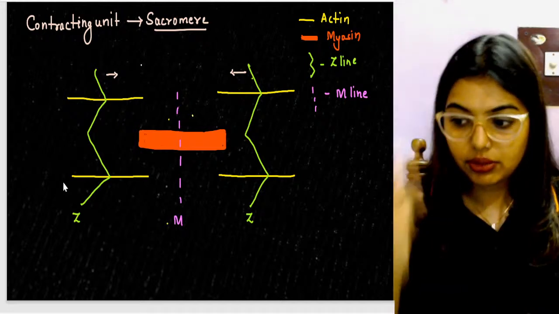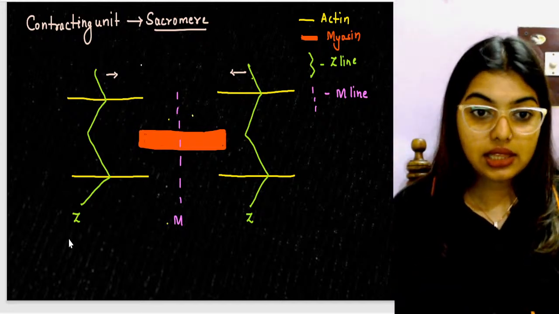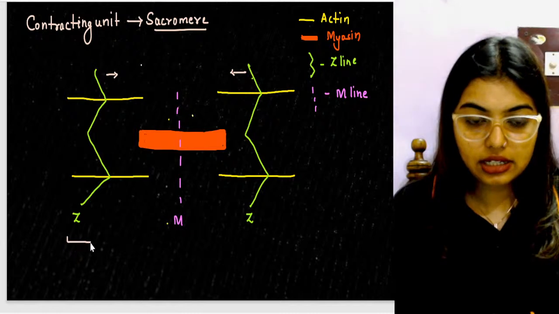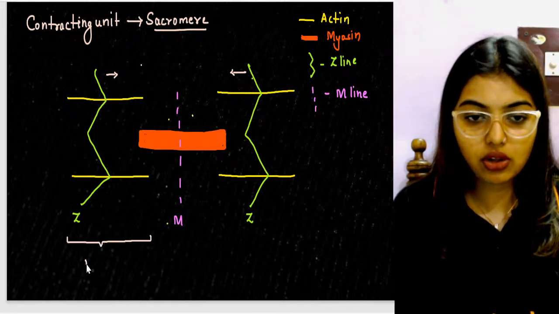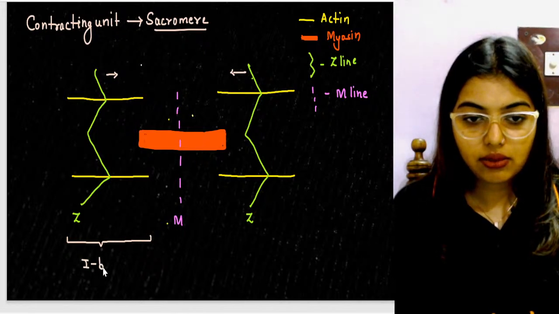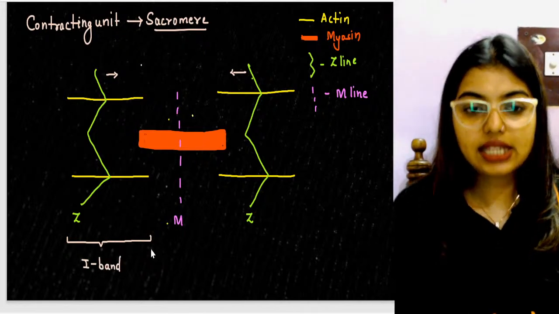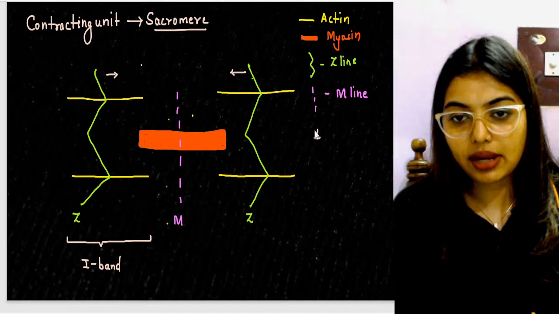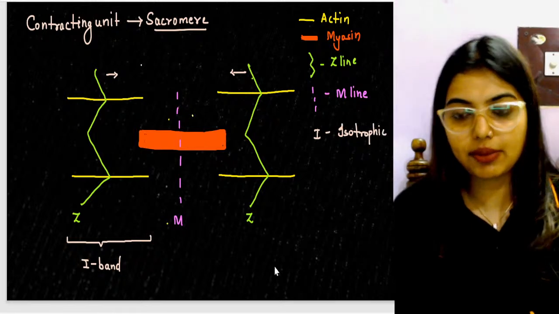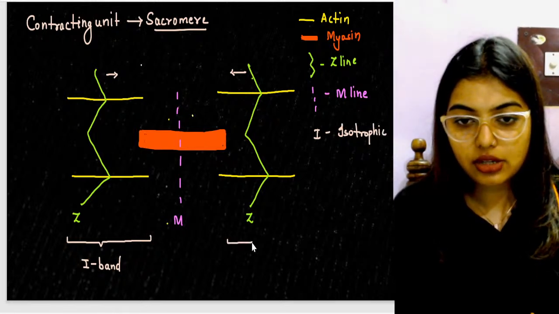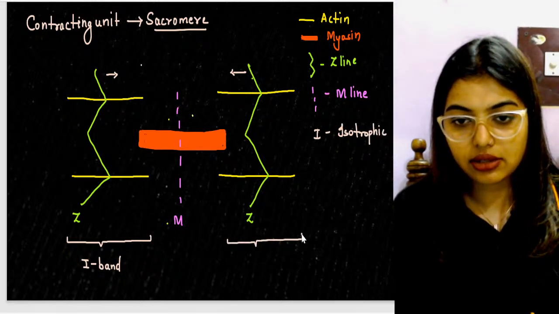Okay, no problem. Now students, look here. This portion where only actin is present is called the I band. What is it called? I band. I stands for isotropic band. Iso means same, right? So only actin is present, so it will be called the isotropic band. How many isotropic bands are there? Two isotropic bands are there. You can see here, two I bands. I band, I band.